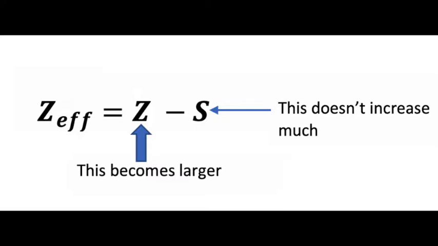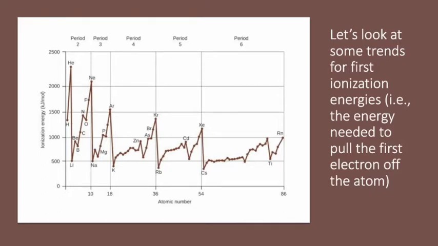As you may remember from our radius trends, as you go to the right, the electrons are pulled in closer to the atom, so you get a smaller atomic radius. It also takes more energy to ionize and remove electrons. You can see some of these trends in this graph right here.